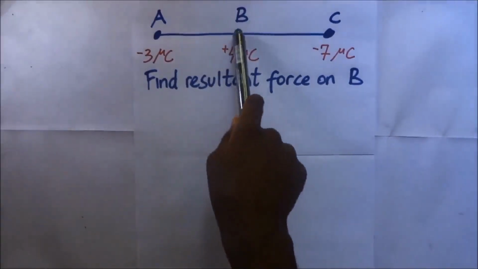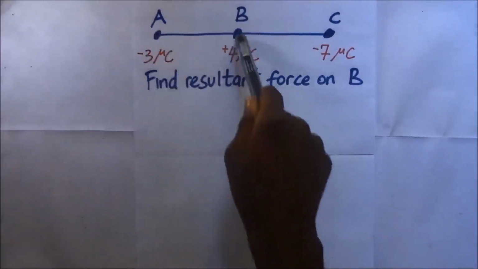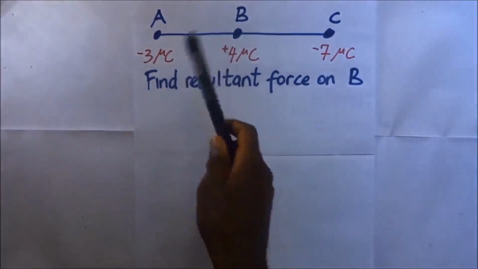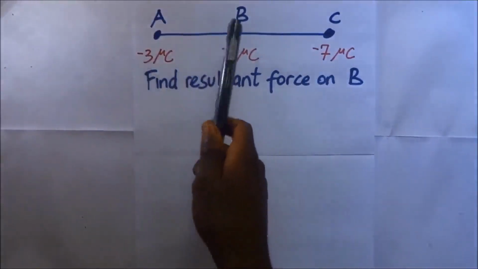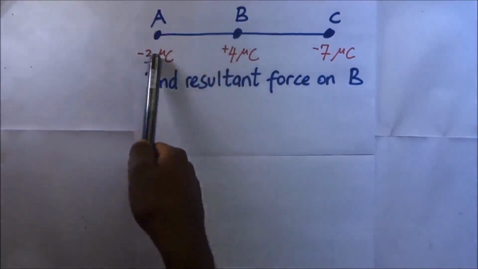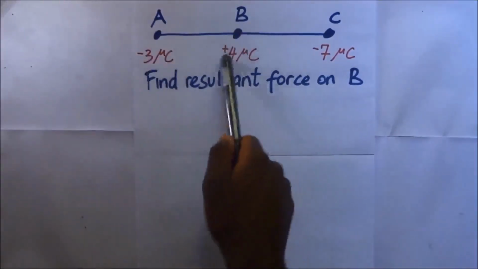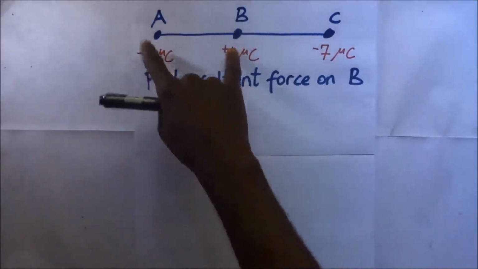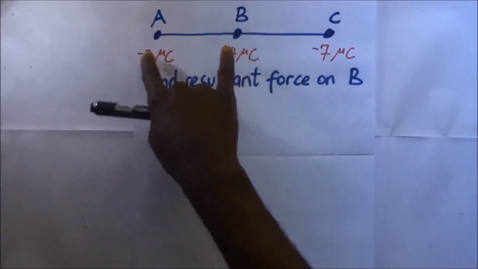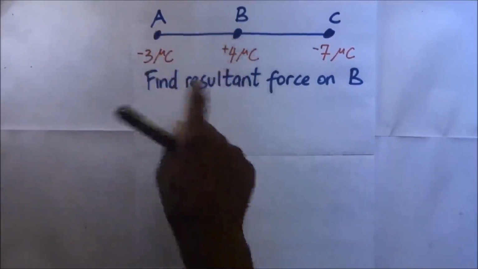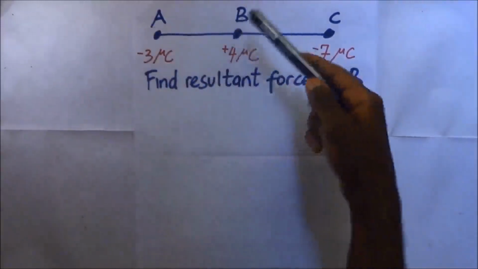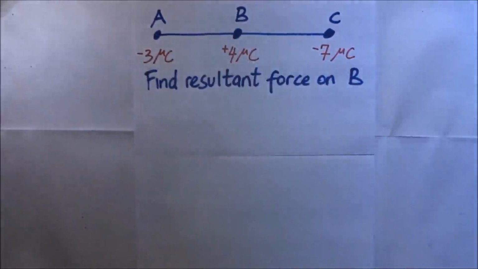It is experiencing a force due to charge A, and it is also experiencing a force due to charge B. Now, if we examine the force due to charge A, we know that this point is negatively charged and this is positively charged. Since they are of different charges, negative and positive, there's going to be a force of attraction in between. So charge B is going to be attracted towards that side.